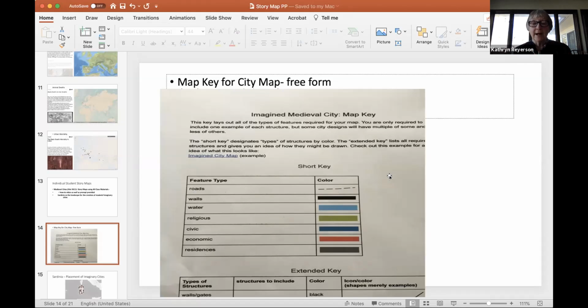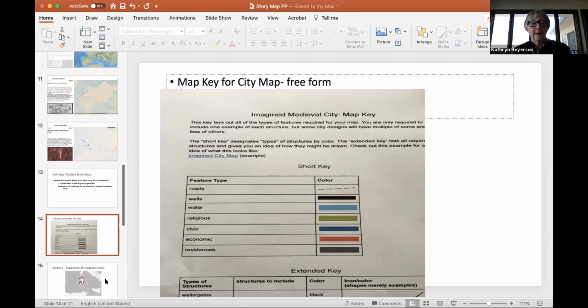Sometimes students went beyond this list and created other elements as well. But one of the purposes of the exercise was to get them thinking about what made a medieval city, how was it laid out, how would you place the various components of most of these cities? So these are the colors. The key had a more elaborate description of possible ways to draw the elements here: roads, walls, water, etc.